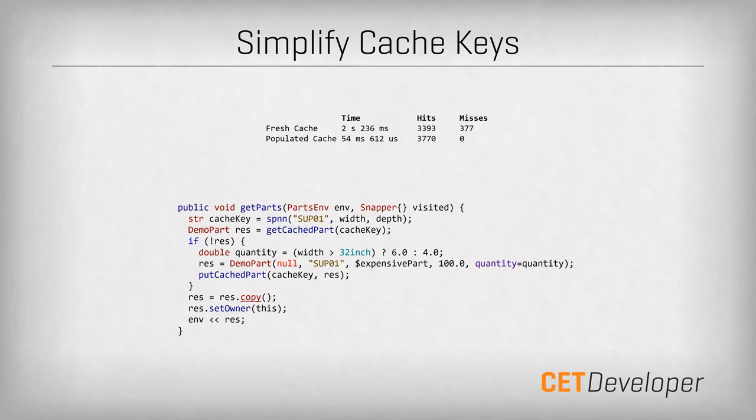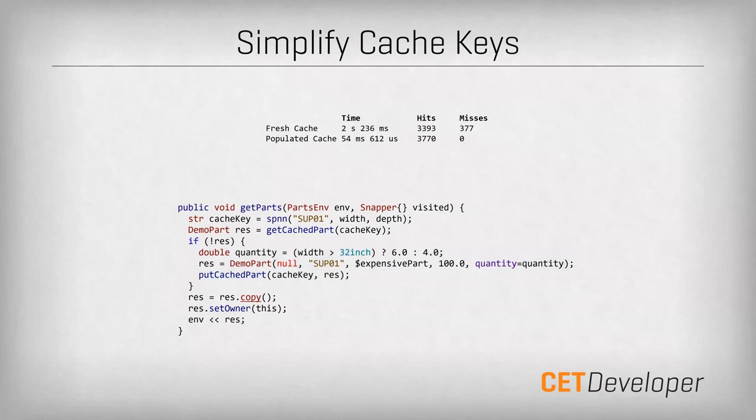So let's look at the caching code a little bit. You can see we are generating a cache key here. The cache key is made up of a SKU number, a width, and a depth. But what's interesting here is that most of those things aren't even used. The SKU code is constant anyway, so that's kind of wasted time. Width is used, but depth isn't used at all. So now we're including depth as part of the key for no reason.